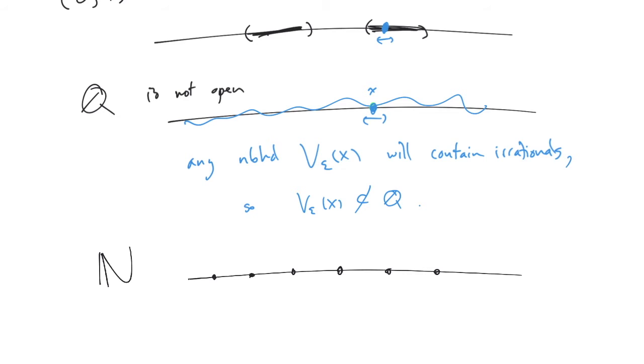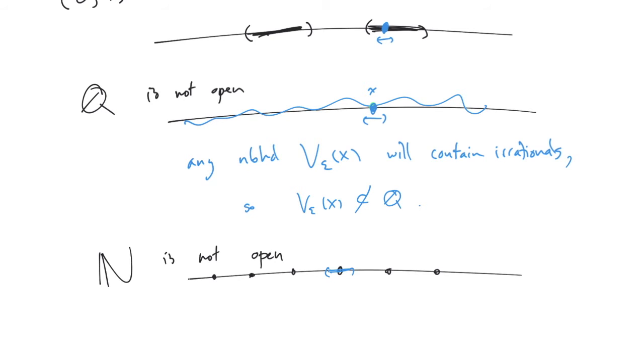I see some head shakers out there. The answer is no, it is not an open set, because if you try to find little neighborhoods around these points, they will not be contained inside of N, right? This little neighborhood contains many numbers which are not natural numbers. So N is not open.